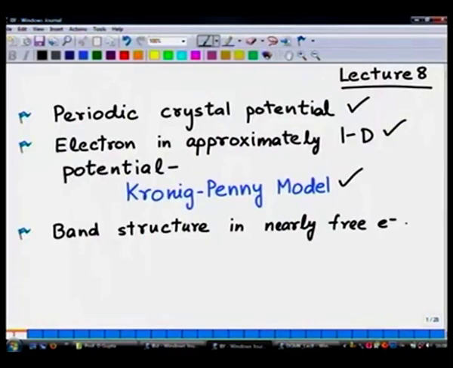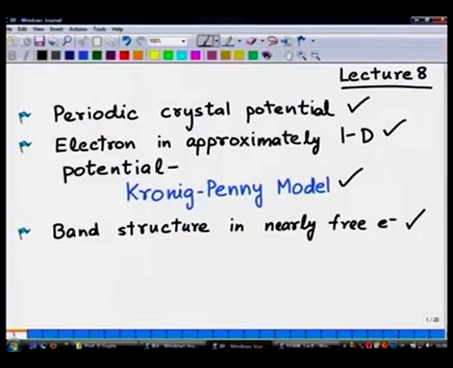So, today's lecture is about the consequence of this, and of course we will show how the free electron band diagram should be changed when we introduce this periodic potential. So, let us get started with it. Let us do it like this.